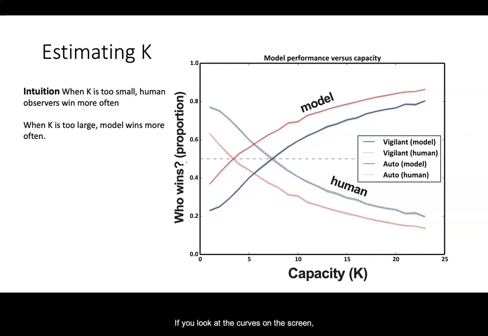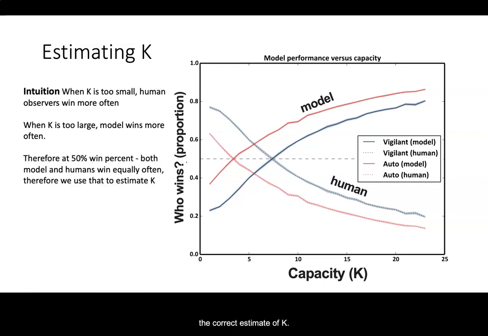And if you look at the curves on the screen, they are mirror images of each other. So model plus human equals 1. And here's the intuition. When the model K is too small, the human observers will win more often. When the model has a small memory, suppose K is equal to 1, the humans will obviously win more because we humans don't have a working memory size of 1. And if the model has a K of 23, it will win more than the human. So none of those are the correct estimate of K.